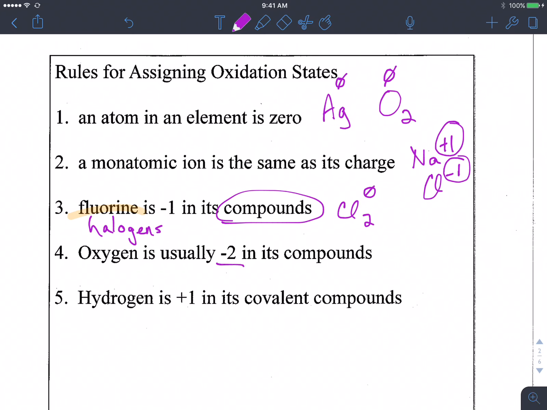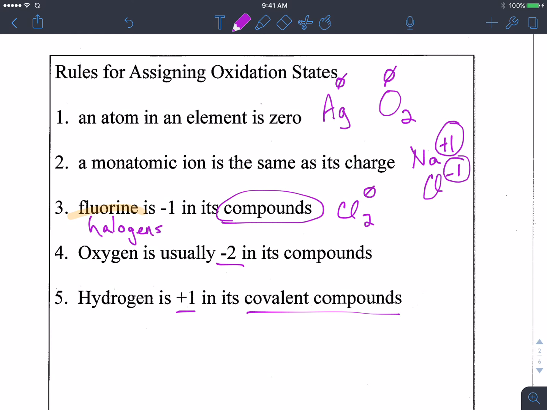Oxygen is almost always -2 in its compounds, and for the most part, that applies to the whole family. Not that you see a lot of sulfur or anything like that bonded to things, but oxygen is almost always -2. And hydrogen, we always consider it +1 in its covalent compounds. If it's an ionic compound, that can change, but it's almost always +1 no matter what. Now, I just went through those really quickly, and you're probably sitting there going, what? I don't get this at all.